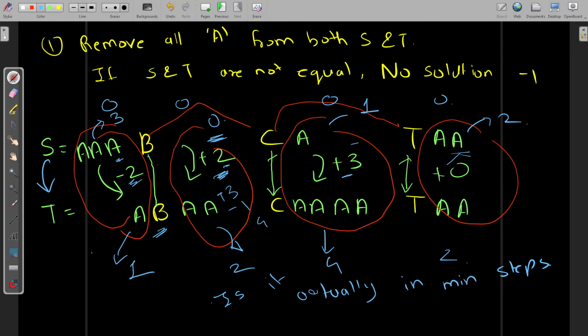So let's say the size of groups in string S was 3, 4, 0, 2, and in string T it was 1, 2, 3, 0. Then how many A's will I have to add or delete? If the value is decreasing, then I will have to delete 2 A's. If it again is decreasing, then I have to delete 2. If now it is increasing, then I have to add 3. Now it is again decreasing, so I have to delete 2. So it is actually minus 2, minus 2, minus 2, plus 3.